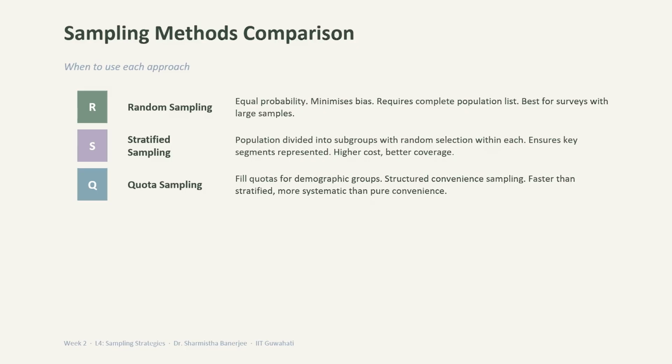So, structured convenience sampling. It is faster than stratified sampling and more systematic than pure convenience sampling also.